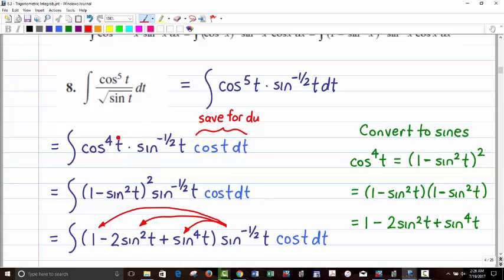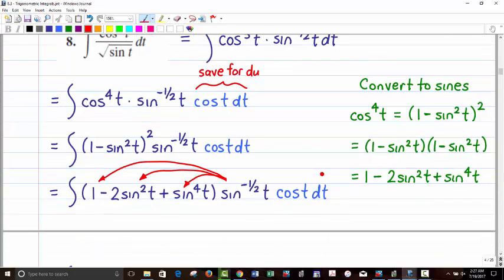All right, so I take away a cosine from here. Save it for my du. That leaves cosine to the fourth. I have sine to the negative 1/2 of t, so I have to convert this cosine to the fourth into sines, as I mentioned right here, in order to be able to do a u substitution. So cosine to the fourth will be 1 minus sine squared, squared. So you see I showed the FOIL here, obviously. FOIL it out. You'll get three terms: 1 minus 2 sine squared plus sine to the fourth.